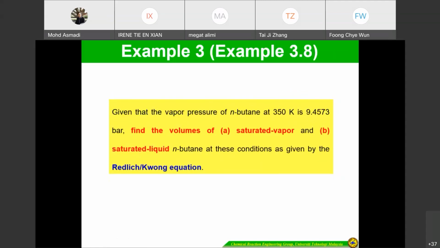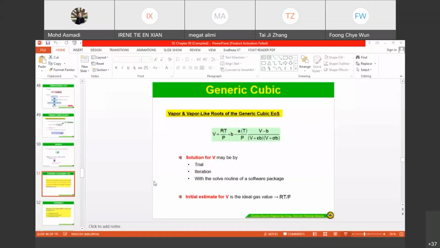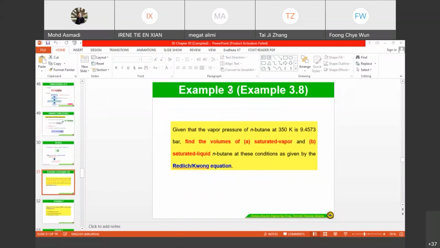Can you calculate this one? Let me see. Look at this one first. Can you calculate by using the equation of vapor and also liquid? I will do it, wait a moment.